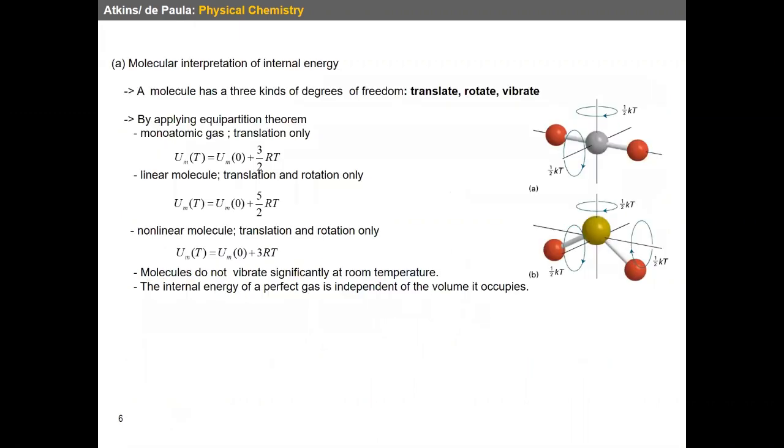Okay, so now we know the basics of internal energy, the basic definition of internal energy. And then we will talk about the molecular interpretation of internal energy.